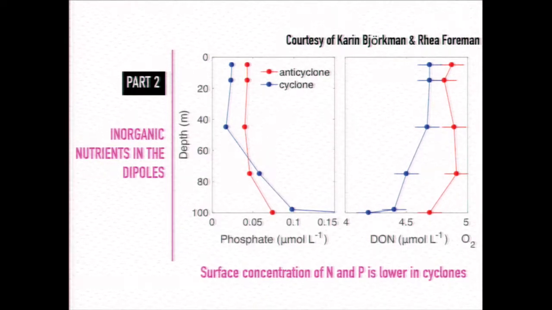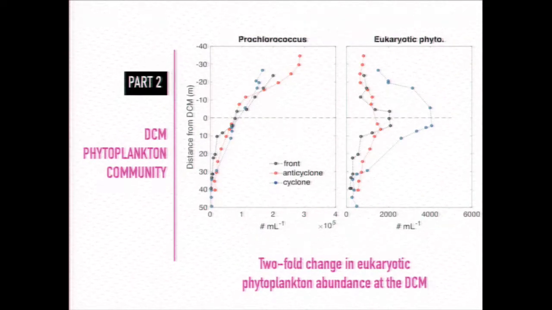And so when we look at the phytoplankton community and the abundance of different groups, we can see that between the anticyclone and the cyclone, we don't see much difference in terms of Prochlorococcus abundance. But if you look at the eukaryotic phytoplankton, there is a twofold change in the abundance of these broadly defined organisms at the depth of the chlorophyll maximum.